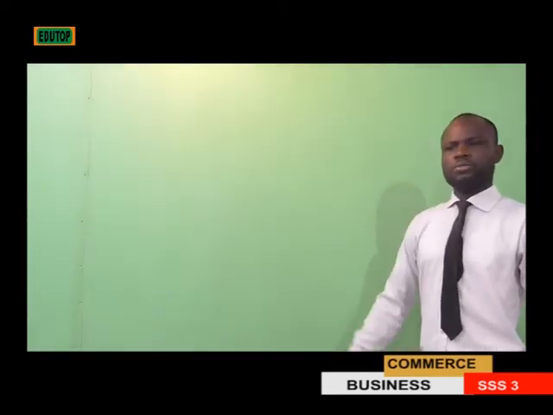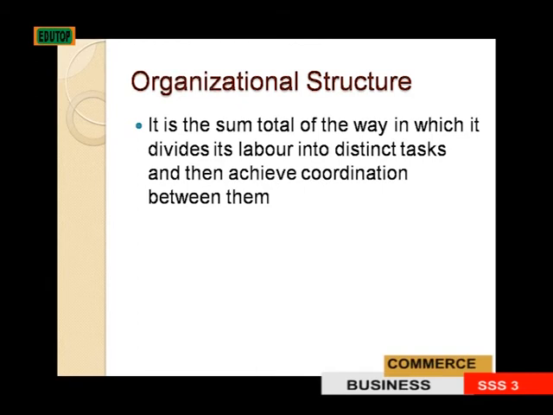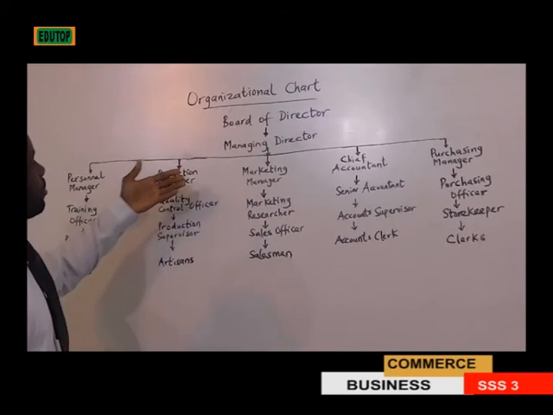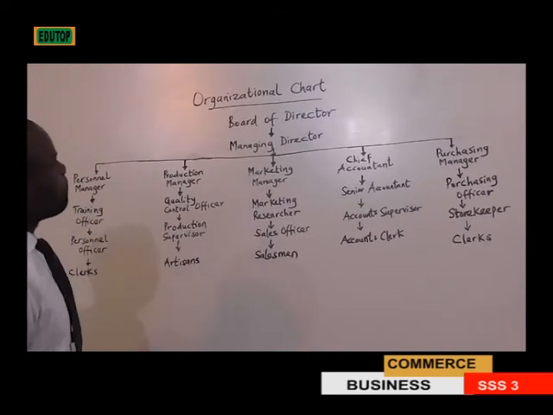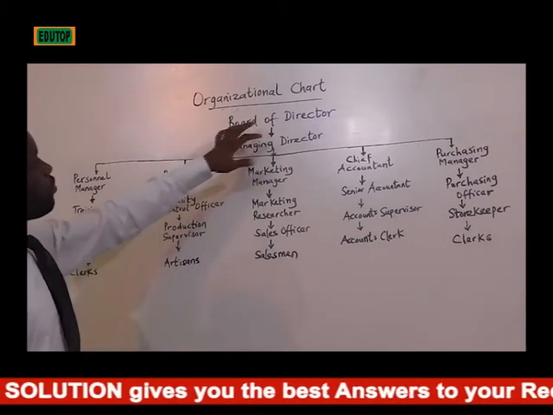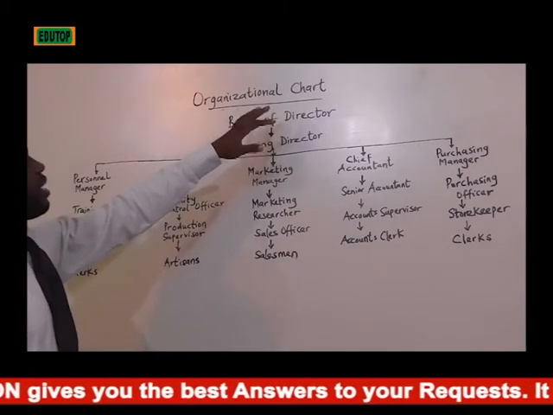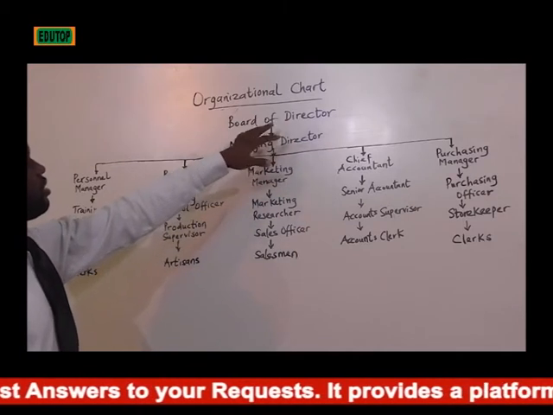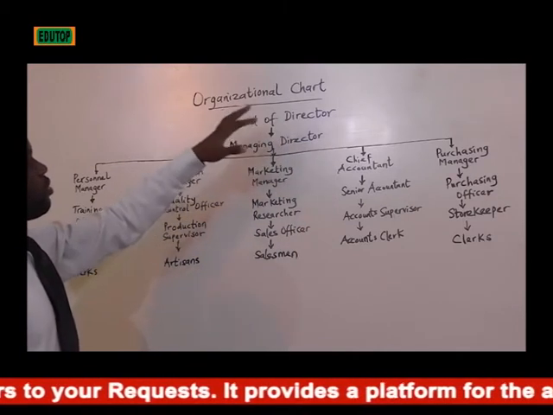Organizational structure. It is the sum total of the way in which it divides its labor into distinct tasks and then achieves coordination between them. This is a chart showing organizational structure. We have board of director. Under board of director, we have managing director. So the managing director and board of director, they work together.